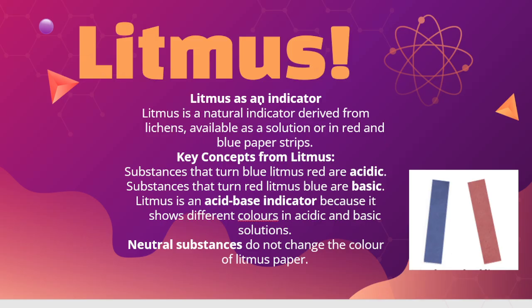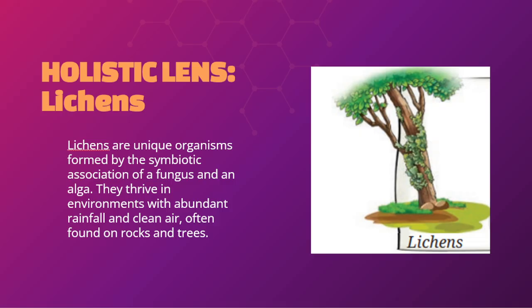Litmus, as we all know, is an acid-base indicator. It is naturally derived from lichens. What do we mean by lichens? Lichen is an organism formed by a symbiotic relationship of two organisms, algae and fungus. Now what does this symbiotic relationship mean? This is a mode of nutrition in which both the parties are benefited.